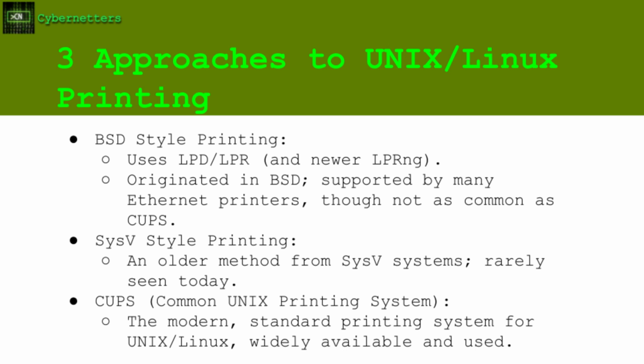And finally, we have CUPS, or the Common Unix Printing System, which is the modern standard, the one that we use today. CUPS is widely available on Unix and Linux systems, and it supports a broad range of printers. It is the default printing system on most distributions and even on macOS. It handles print jobs efficiently, supports network printing, and is actively maintained. So while the two older systems, BSD and SysV printing, still exist in some environments, CUPS is the way forward for most Unix and Linux systems today.